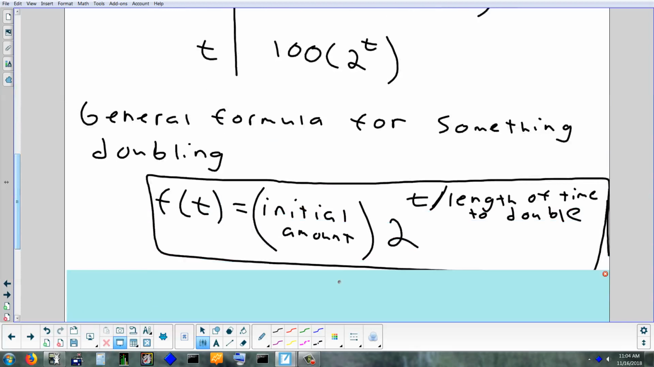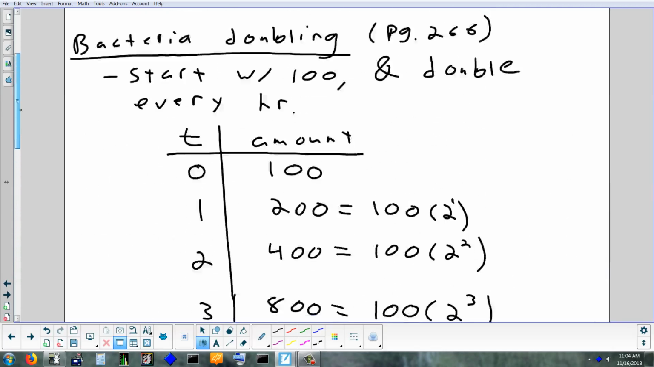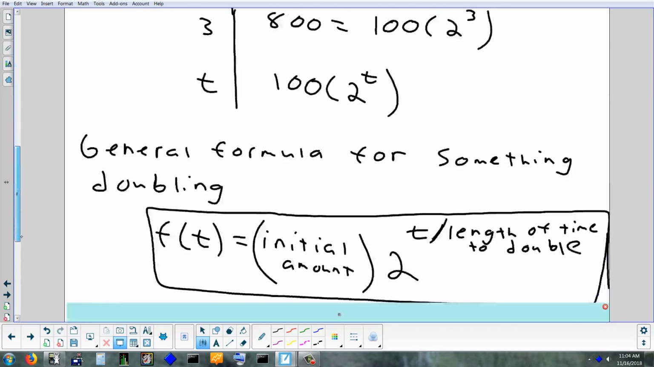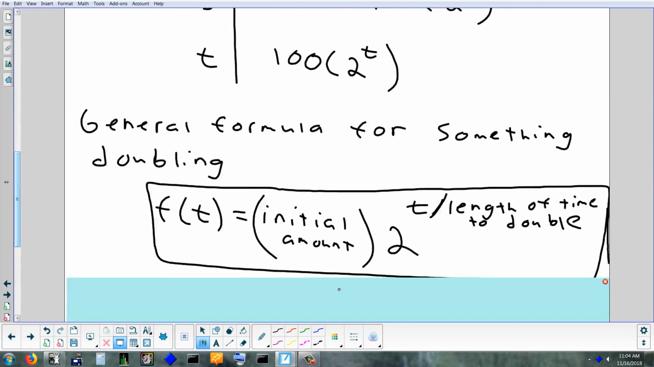Now what's important is you put t divided by the length of the time to double. If you're looking and wondering why you didn't see that up above, it's because the length of the time to double was every 1 hour. So if it's doubling every 1 hour, it's just t divided by 1. That's all.